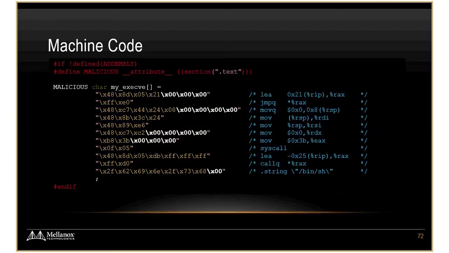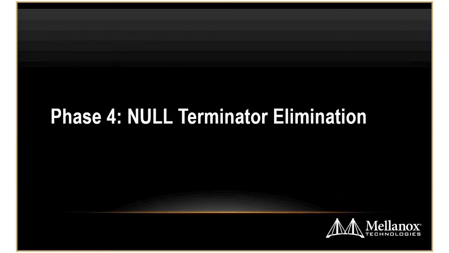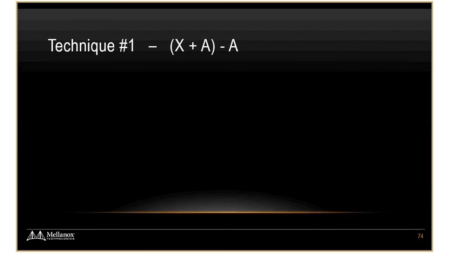Okay, but these are the instructions as they appear in the disassembly. So I have to get rid of them somehow. So let's see how we can get rid of null terminators. A few techniques which I use. The first is to take x, add a constant and remove a constant.